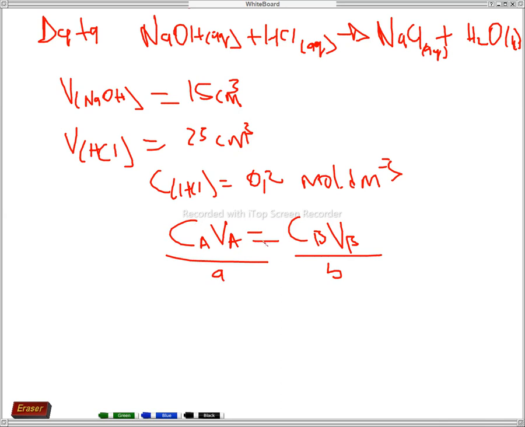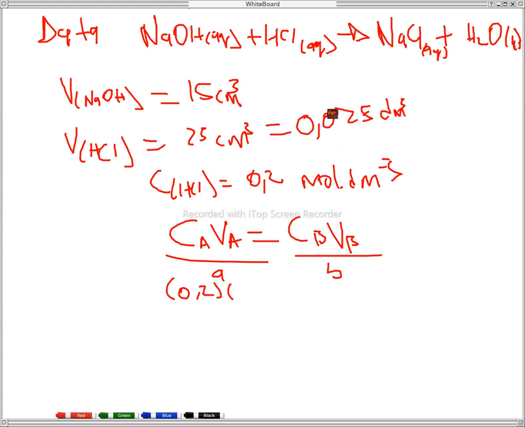So let me start with the easiest one. Let me just say I have 0.2. Okay, now what am I doing here? 0.2, which is the concentration of hydrochloric acid there, and then I should convert this to decimeter cubes. So I'm just going to divide it by 100. It's going to give me 0.025 decimeter cubed.